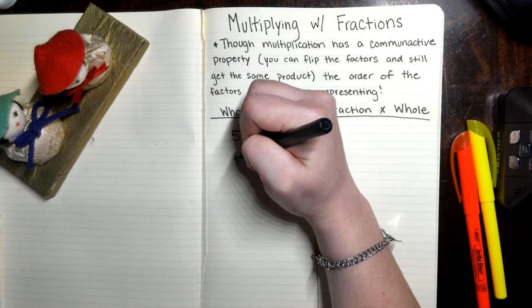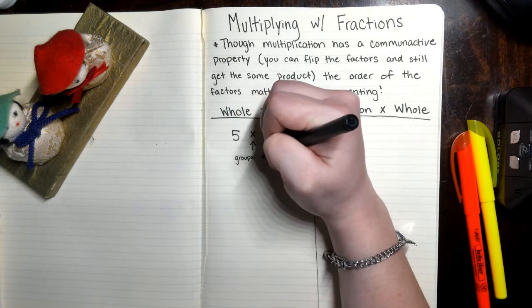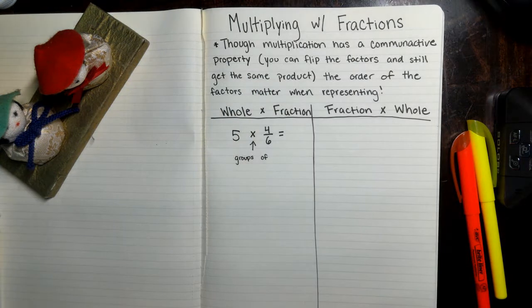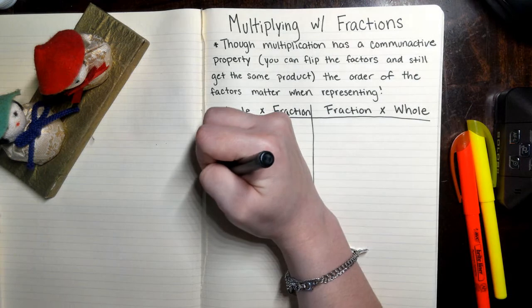So we're just going to write underneath, groups of. Okay, because that's what that means. In this problem, that multiplication symbol means 5 groups of 4/6. And I know that's the right one because it just sounds right. It makes sense. I can make 5 groups of 4/6. We usually match it with a story.